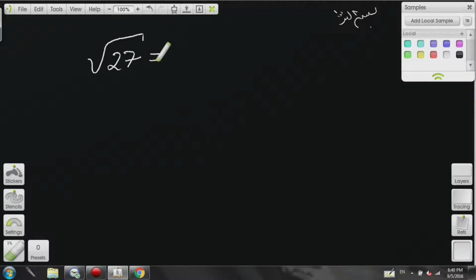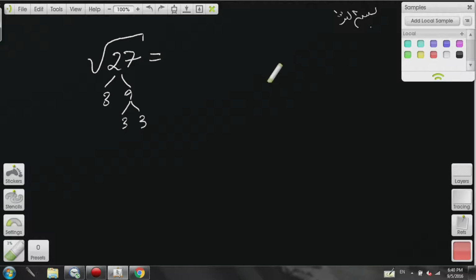Now square root of 27. It's not a perfect square, it's an irrational number, but it's 9 times 3, right? And that's 3 times 3, correct? Let me do it this way: 3 times 9, and 9 is 3 times 3, correct? So this is like factored out 27. It's 3 times 3 times 3, okay?